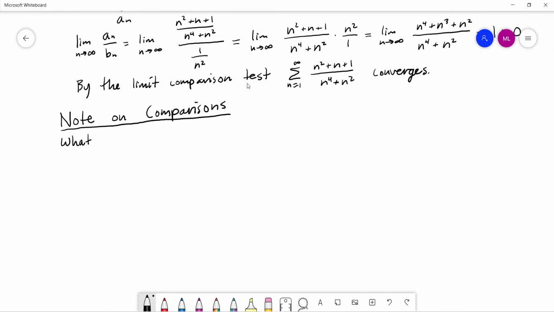What is the behavior of different functions? Or different, not even functions. Function's not the right word. Different a sub n's as n goes to infinity. So basically, oftentimes they will be written in terms of some sort of function. Let's think of them as functions in terms of n, and we want the limit as n goes to infinity.